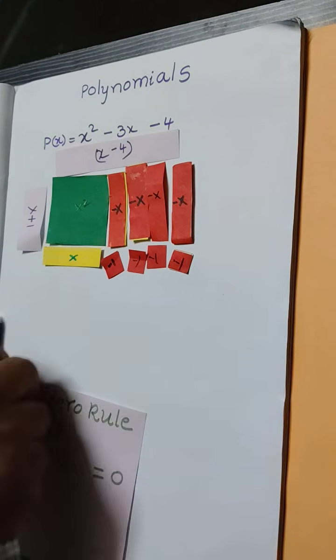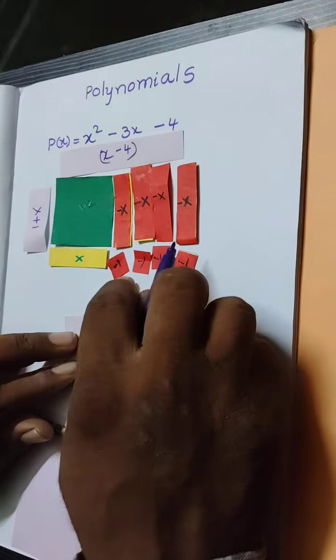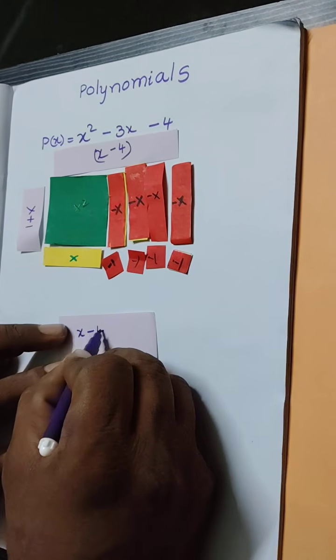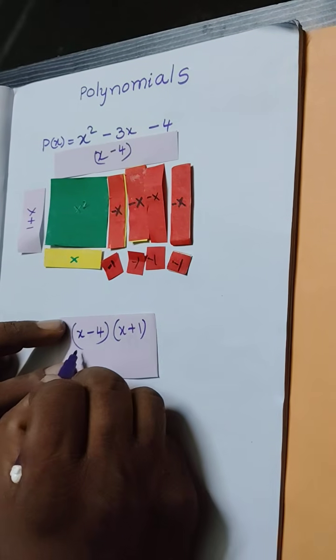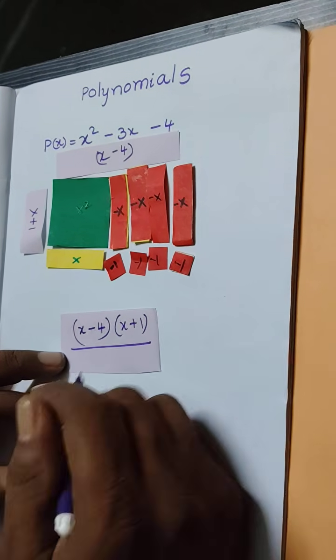The answer is length into breadth, the area. The factors are x minus 4 into x plus 1. So okay, these are the factors. Okay, done.